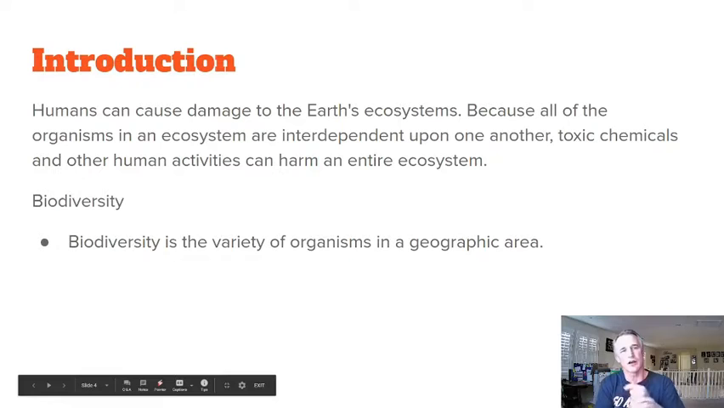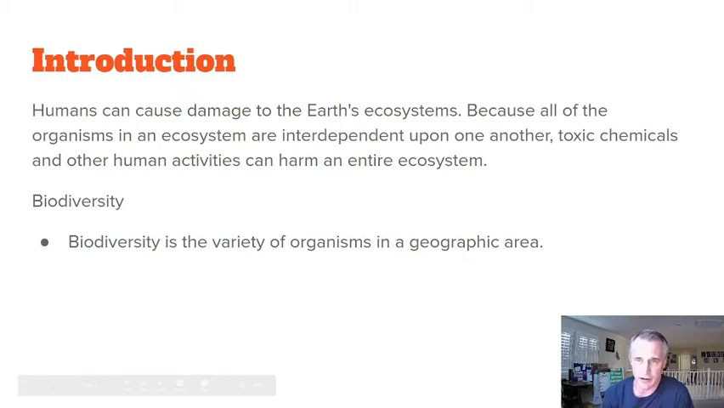Okay? So as an introduction, humans can cause damage to the Earth's ecosystem because of all the organisms in the ecosystem and how they're interdependent on one another. Toxic chemicals and other human activities can actually harm the entire ecosystem. And we talked about how important biodiversity is. So if we start damaging an ecosystem that affects the biodiversity, and remember the biodiversity is the variety of organisms in a geographic area, it actually damages the overall health of the ecosystem.